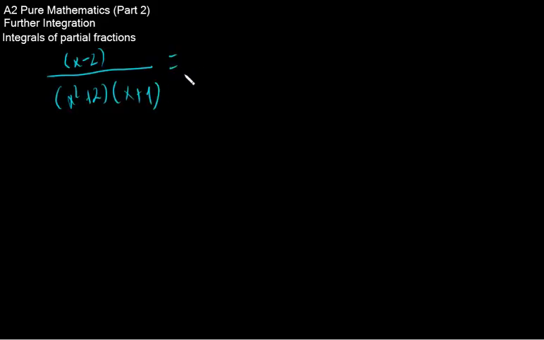Let's say you have a complex fraction of x minus 2 over (x squared plus 2) times (x plus 1). If you have done partial fractions from the last topic, you should know that this is equal to (ax plus b) over (x squared plus 2) plus c over (x plus 1). So this is your partial fraction. And simply by multiplying these with x squared plus 2 and x plus 1, you can find a, b, and c by equating the coefficients.